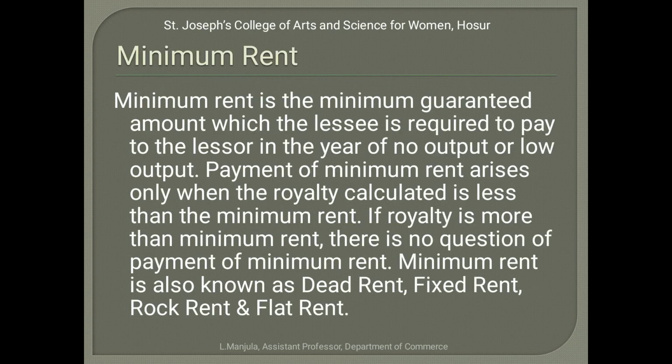Next, let us see what minimum rent is. Minimum rent is the minimum guaranteed amount which the lessee is required to pay to the leaser in a year of no output or low output. Payment of minimum rent arises only when the royalty calculated is less than the minimum rent. If royalty is more than the minimum rent, there is no question of payment of minimum rent. Minimum rent is also known as deed rent, fixed rent, rock rent, and flat rent.